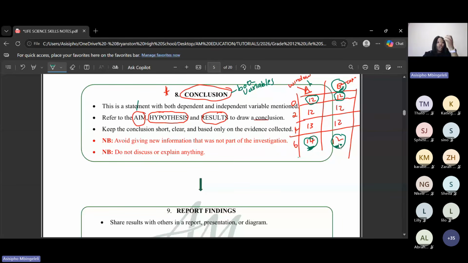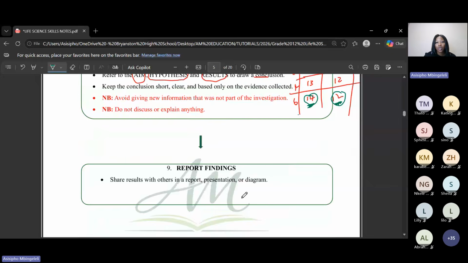We had 2 plants, one received light and one did not. The one that received light managed to grow. So I'm concluding to say, actually, light causes plants to grow. You cannot say plant A grew taller than plant B. Wrong. You are analyzing the results. We are not analyzing. We are concluding.